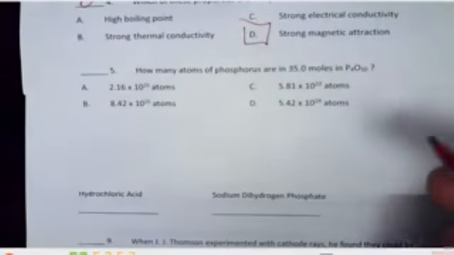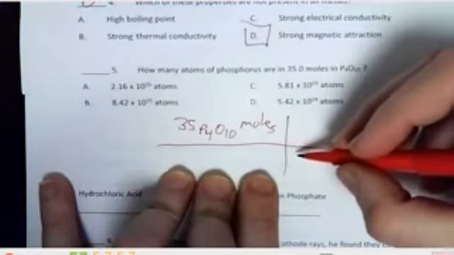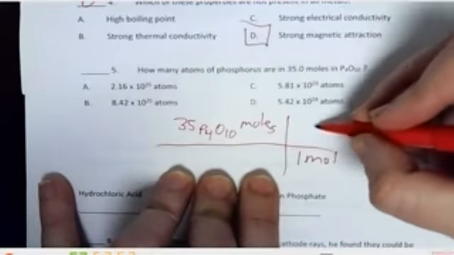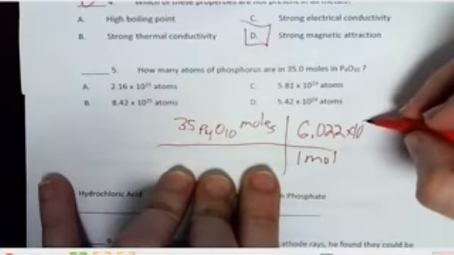How many atoms of phosphorus are in 35 moles? So 35 moles of P4O10, we have the moles. We're going to convert moles into molecules. Well, in 1 mole, it's Avogadro's number, 6.022 times 10 to the 23 molecules.